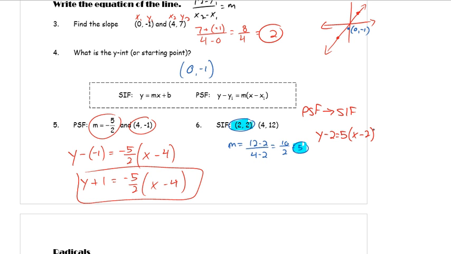Okay, that's point-slope form, but remember we want to get to slope-intercept form. Now this is where you go ahead and finish everything. So distribute: y minus 2 equals 5x minus 10. Add 2 to both sides. Y equals 5x minus 8. And you're done.